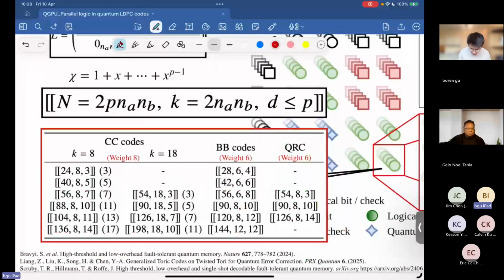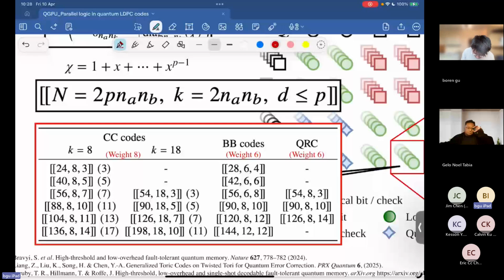So if I zoom in a bit, you will see this one, the 144.12.12, is a very famous gross code. And we do have something quite similar in parameters and also logical memory simulations if you go to the appendix of our paper. So for example, this 136.8.14 code, or if you want more logical qubits, we have a 198.18.10 version. The bracket is a leaf parameter, which is also the upper bound of the code distance.